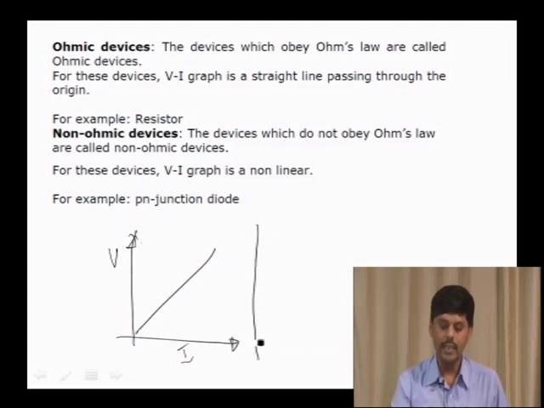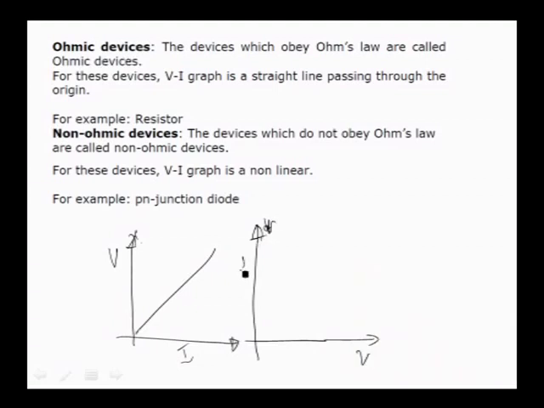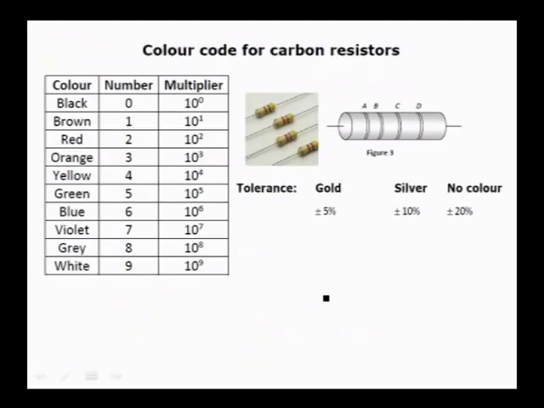Some devices, like the PN junction diode, if you take the current on one axis and the voltage on the other, we get a curve like this, a non-linear curve. Such devices we refer to as non-ohmic devices.